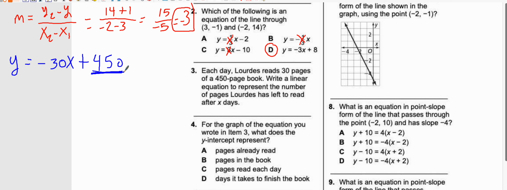It's actually days it takes to finish the book, obviously. I'm gonna punch you in the face. Pages in the book.